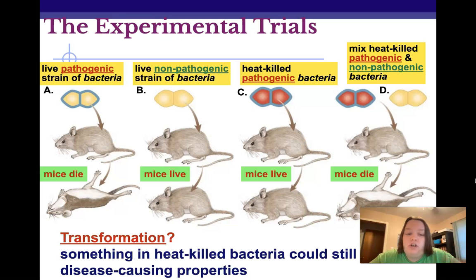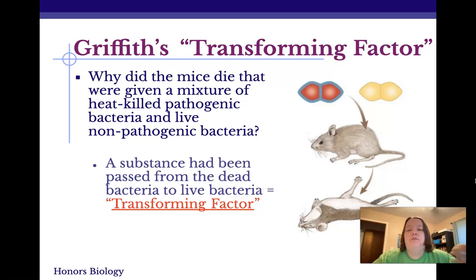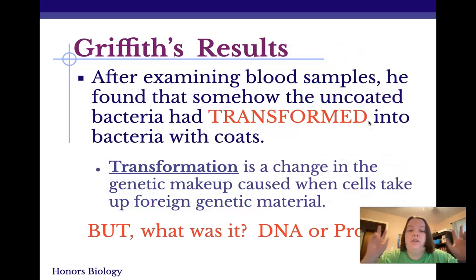So alone, they're harmless, but when you mix them together, it can lead to disease and death. This raised the question: there had to be something still around in that pathogenic bacteria, even though it was dead, something that was transforming the live bacteria, something that was causing disease. Something moved from the bad dead one into the living good one, and it made the good one bad. They called this the transforming factor, which was going to be the genetic material.